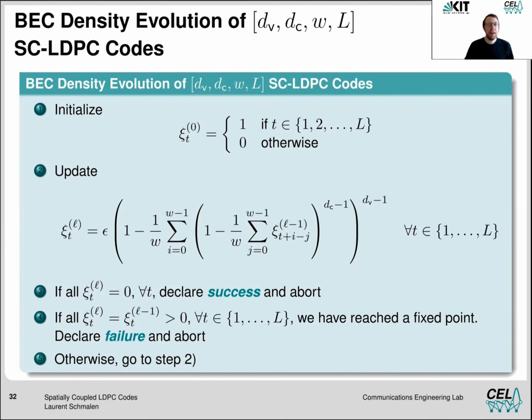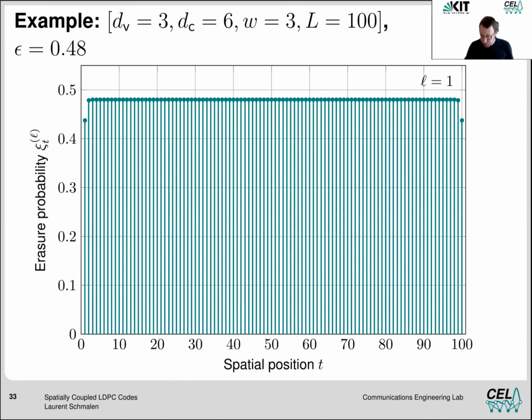Okay, let's take a look at an example. Again, we choose the parameters as we did for the LDPC code. So we choose dv equals 3 and dc equals 6. And we knew that the threshold epsilon star for this (3,6) LDPC code was 0.4292. Okay, now we are very brave, and we immediately start to put epsilon equals 0.48. So let's see what happens.